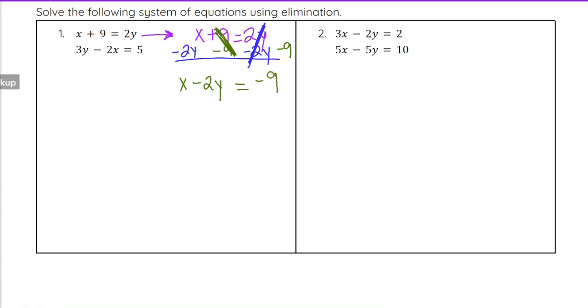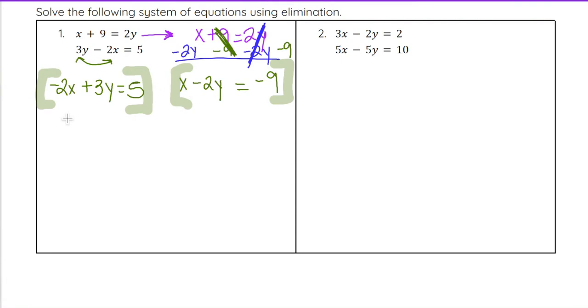So this is the equation I'm going to use as one of the two equations in my system of equations. Now, the second equation is already written in a similar format to what I just got, but I'm going to switch just for efficiency purposes and lining it up easily. I'm going to swap the order of these two terms. Now, the negative does go with the 2x, so I'm going to have negative 2x plus 3y equals 5, and that's going to be my second equation in this system of equations.